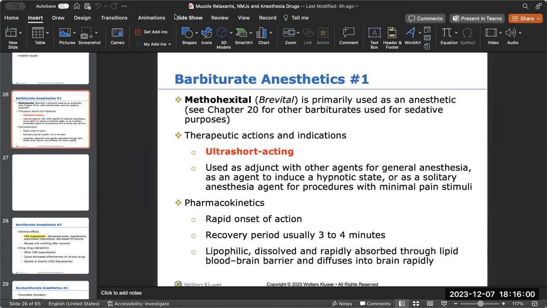It doesn't last long. You have a rapid onset, and the recovery period is 3 to 4 minutes. It works really quickly and leaves really quickly, okay? So it's usually used as an adjunct with general anesthesia to produce some sort of hypnotic state. Remember, that's like a sleepy state, and to help reduce pain.